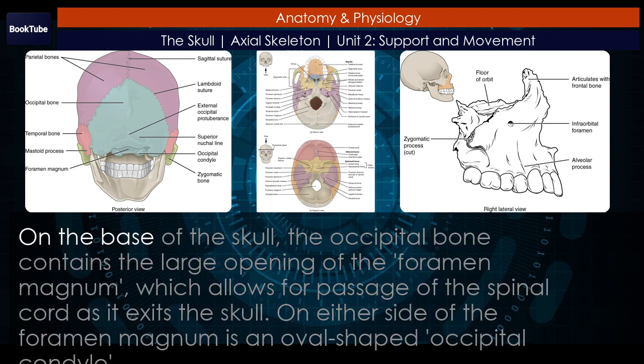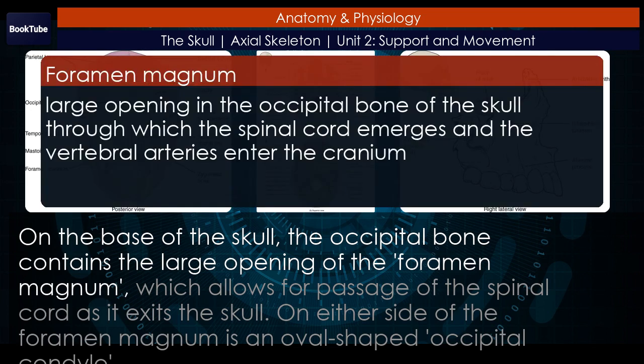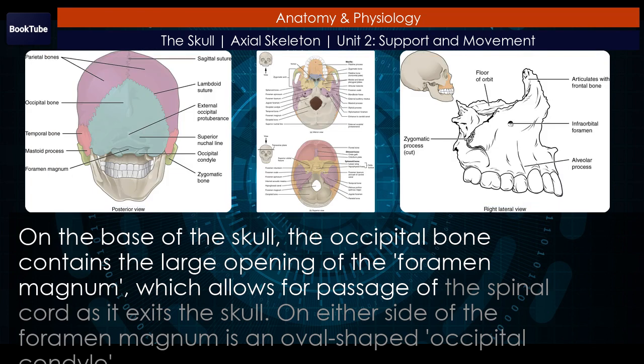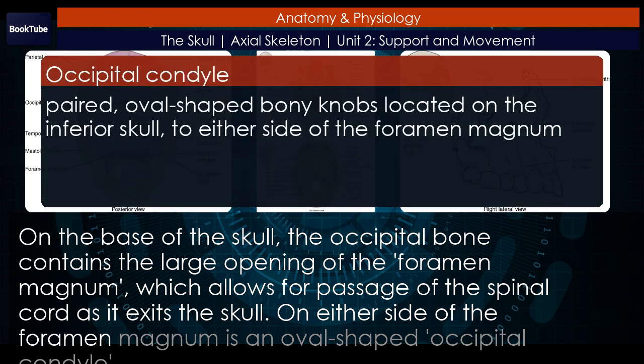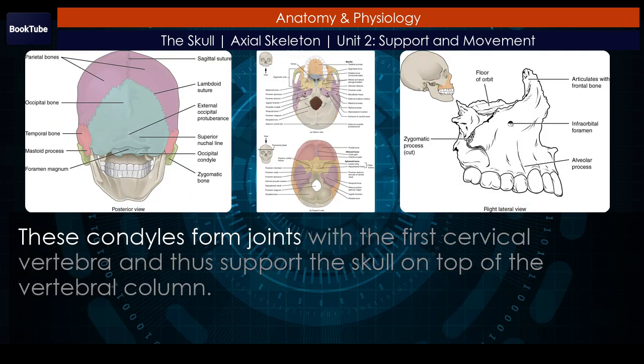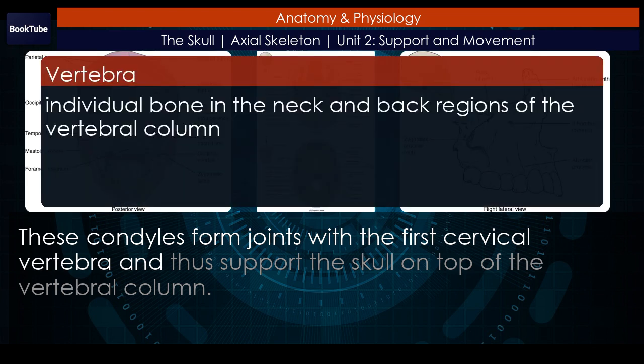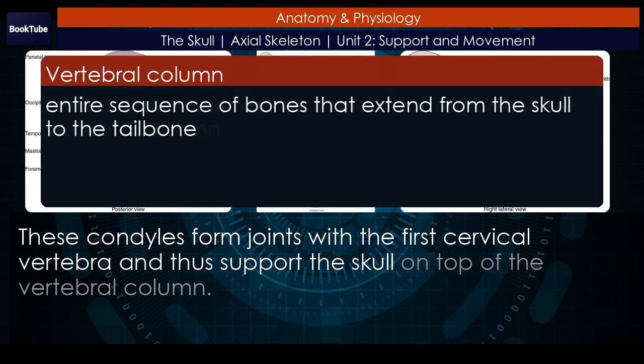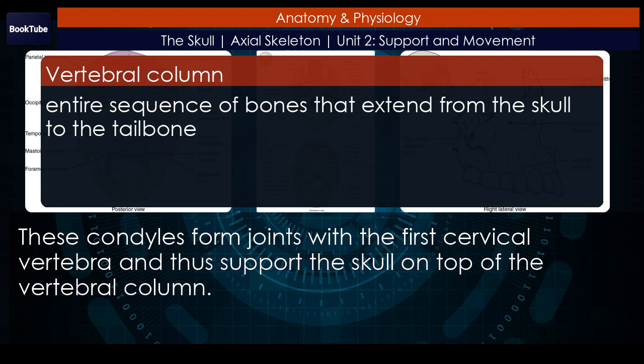On the base of the skull, the occipital bone contains the large opening of the foramen magnum, which allows for passage of the spinal cord as it exits the skull. On either side of the foramen magnum is an oval-shaped occipital condyle. These condyles form joints with the first cervical vertebra and thus support the skull on top of the vertebral column.